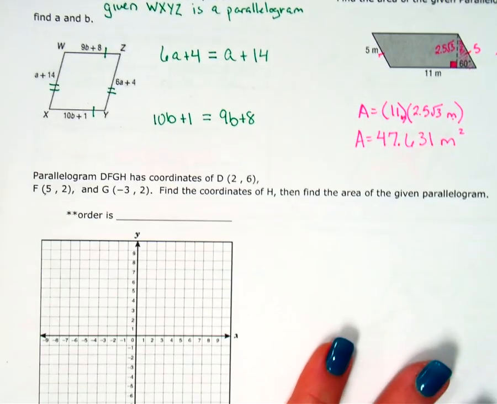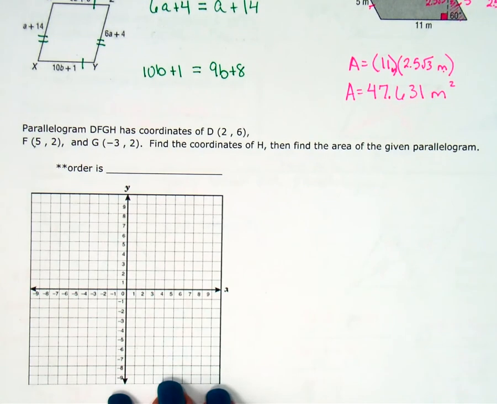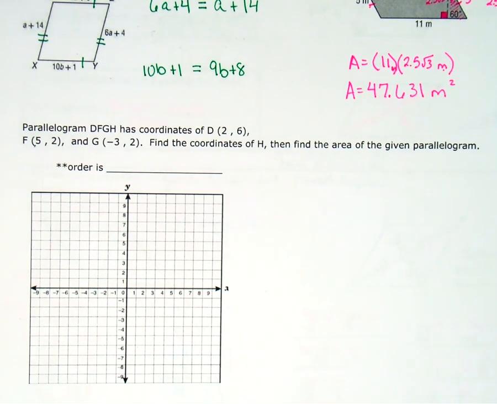Okay? When we come back in the last video, we're going to look at how to find the fourth corner in a parallelogram. And then we're going to find the area of that parallelogram once we get it graphed. All right? So come on back for that next video. I'll see you in the last one.